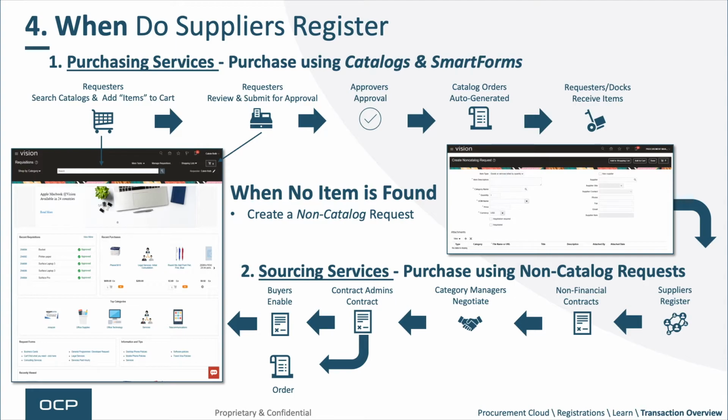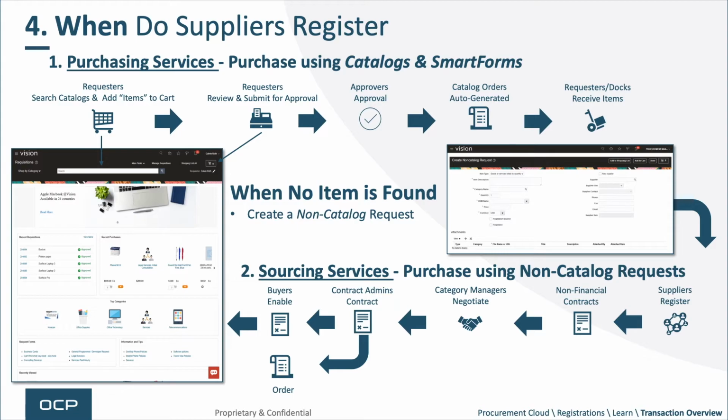So you can see, as always, this is the FPC, Fusion Procurement Cloud Overview Single Slide Flow. And procurement breaks down into two services, purchasing services and sourcing. When you're talking about registration, the idea that you're doing self-service procurement, meaning requesters searching for content, putting it on a requisition, submitting for approval, auto-generating an order, right? This is not invoking supplier registration.